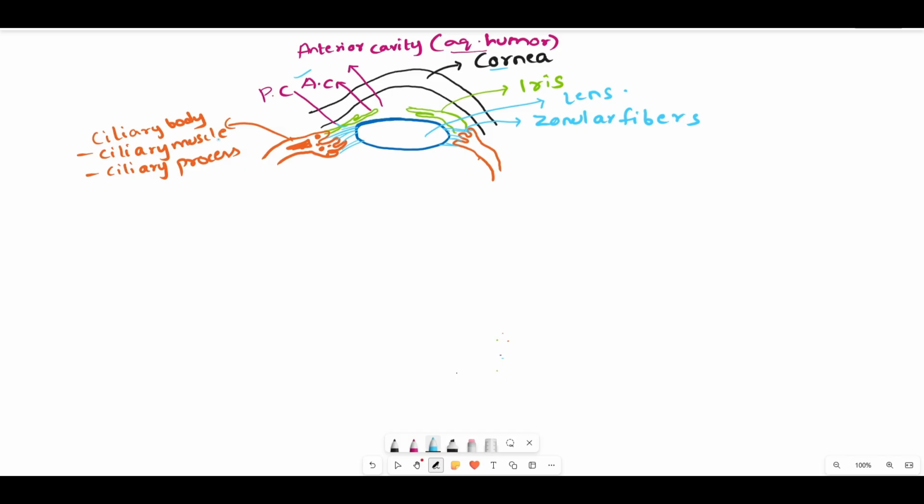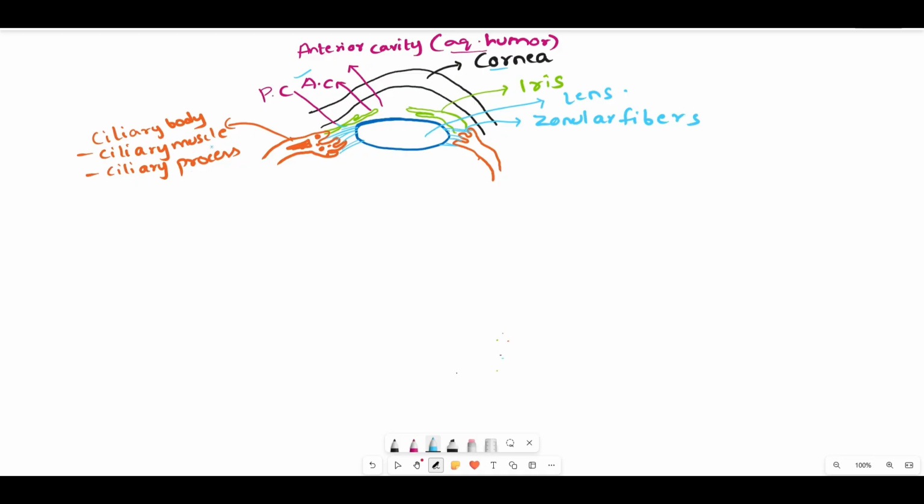And this orange colored structure, we will be calling the ciliary body. So what is the ciliary body? It is mainly the part which produces the aqueous humor, and thereby it also supports the lens attachment. And this ciliary body has two parts: the ciliary muscle and the ciliary processes.